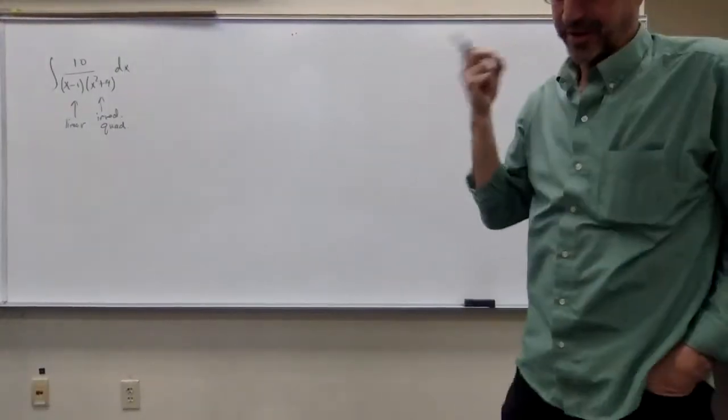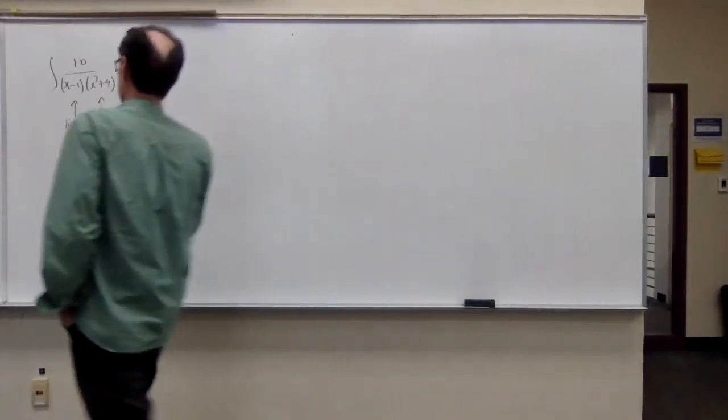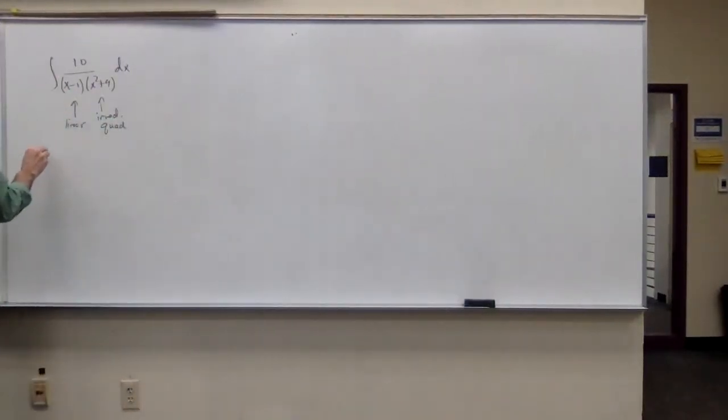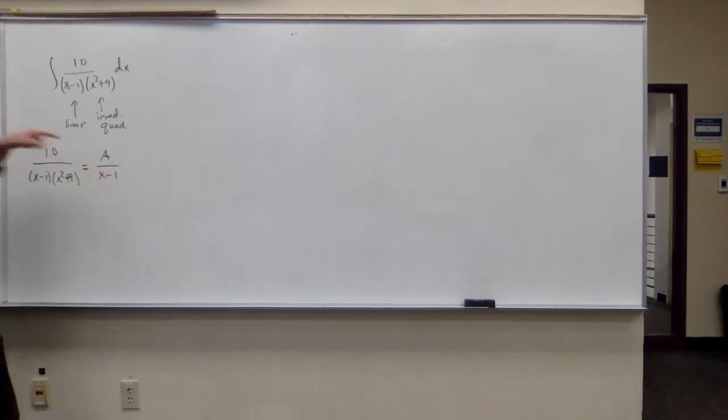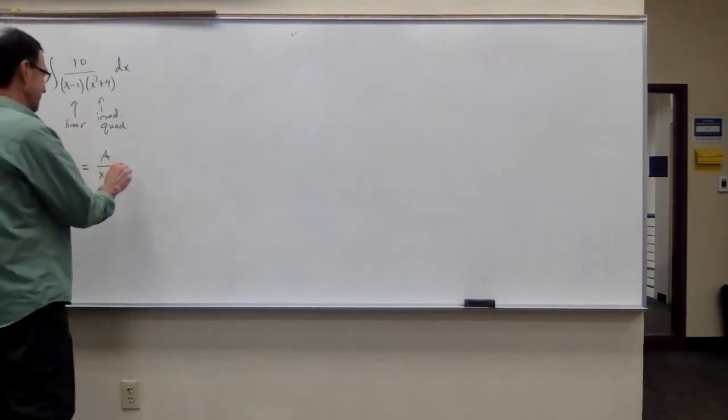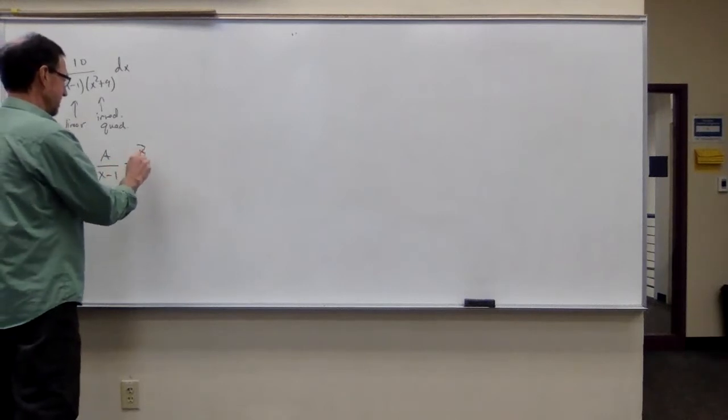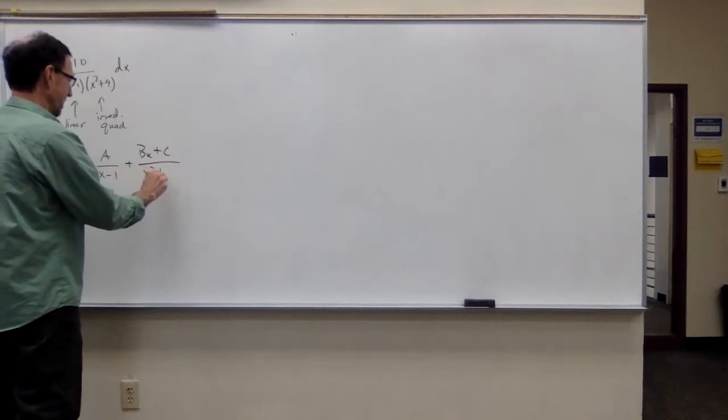Okay, the linear one we treat exactly like we have previously learned. And that is, our goal here is to decompose this function into 2 parts. An unknown constant, which we will solve for over the linear factor, and then a potentially at least a linear factor over the irreducible quadratic.